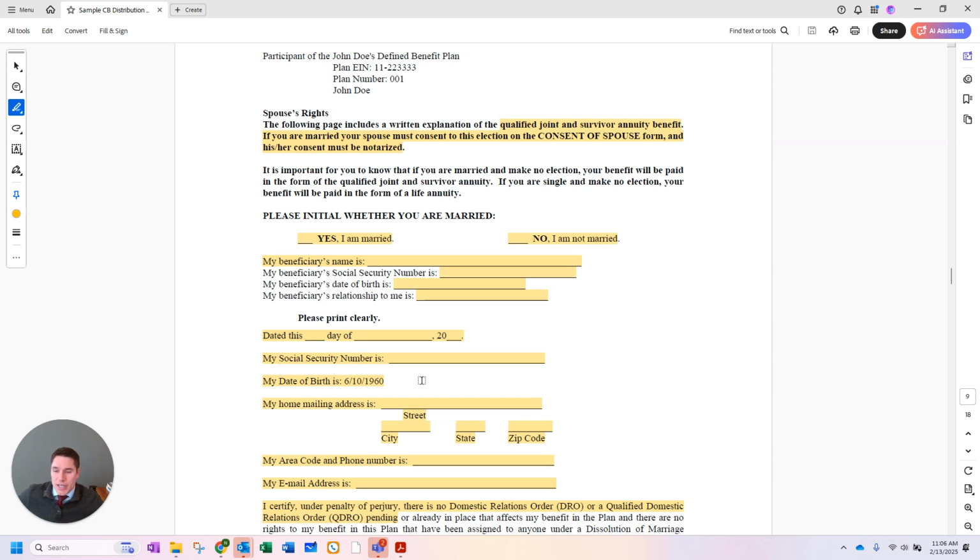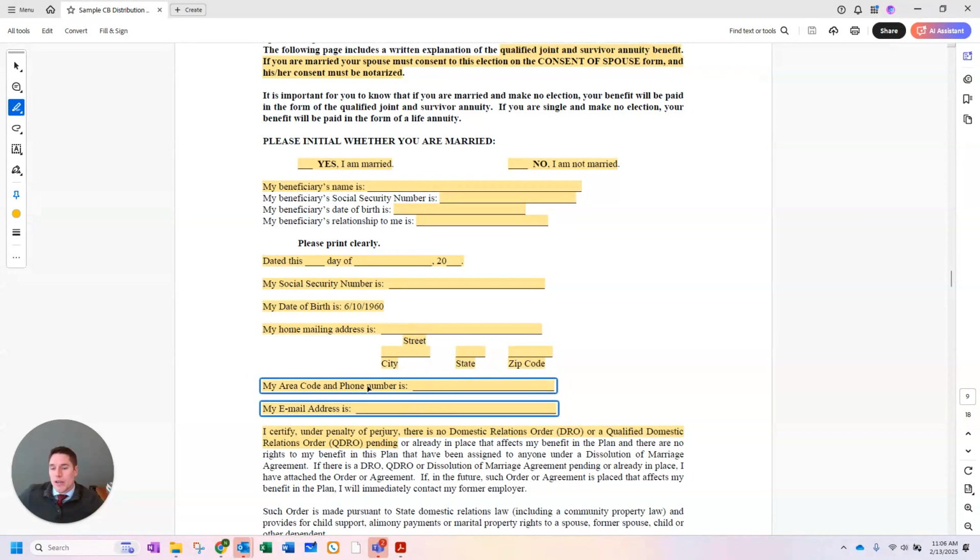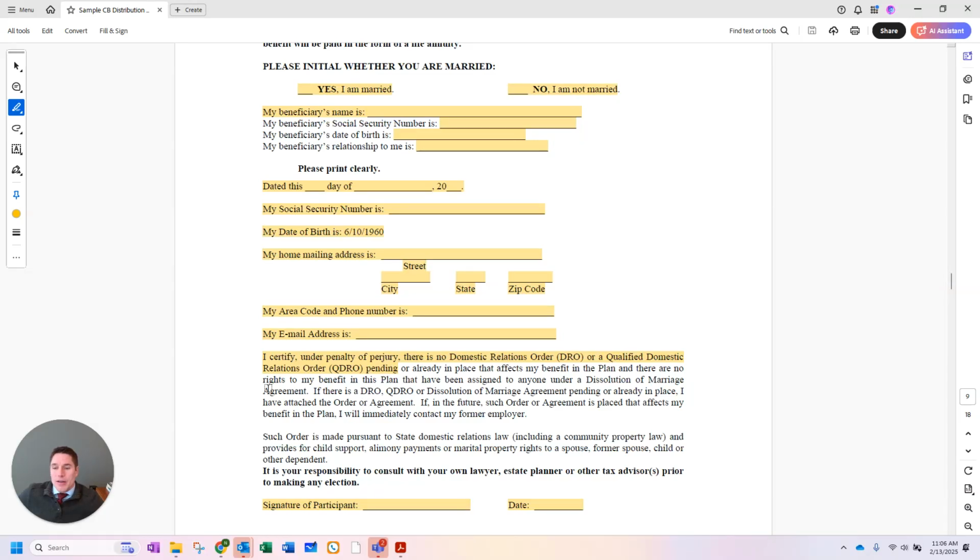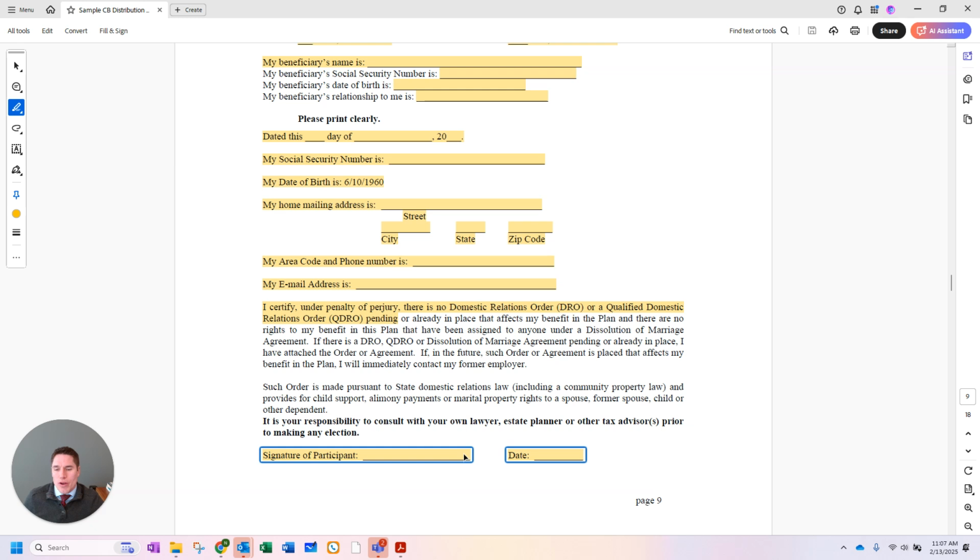Your social, your date of birth right here, your home mailing address, phone number, email address. And then right here, under penalty of perjury, there is no domestic relations order or qualified domestic relations order. That means you're going through a divorce currently, and there exists a qualified domestic relations order, meaning your spouse has a legal claim on some of these retirement assets. So if that's you, that you are going through a divorce and there is this qualified domestic relations order, you need to let us know right away. So sign this right here.